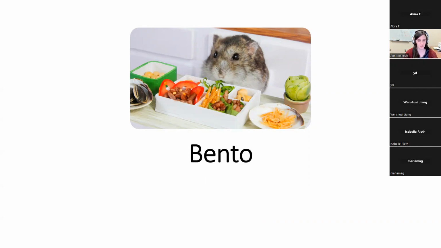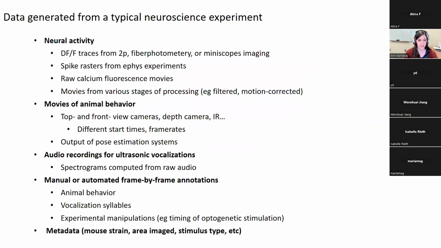So Bento is a project that stemmed out of working with mini-scope imaging data. And I think in general in neuroscience, there are lots of these data sets that people are collecting where you have a lot of different modalities of data and they're assembled at different frame rates. Maybe you start acquisition at different times. And we wanted a way to visualize everything side by side.